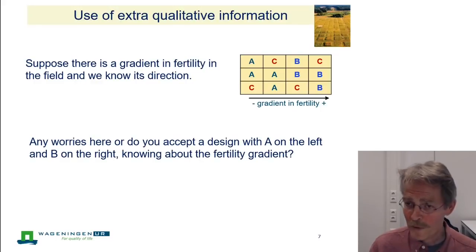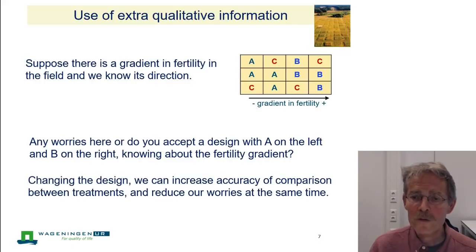So we have worries about the design, and we're going to solve that by including the extra information, namely that we have a gradient in fertility, or that in that direction plots get wetter, closer to the canal.